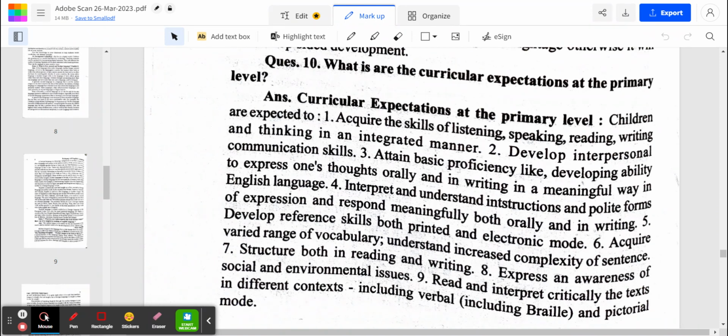Interpret and understand instructions and polite forms of expression and respond meaningfully both orally and in writing. Develop reference skills in both printed and electronic mode. Acquire a wide range of vocabulary. Understand increasingly complex sentence structures, both in reading and writing. Express awareness of social and environmental issues. Read and write in different contexts, including verbal and pictorial modes.